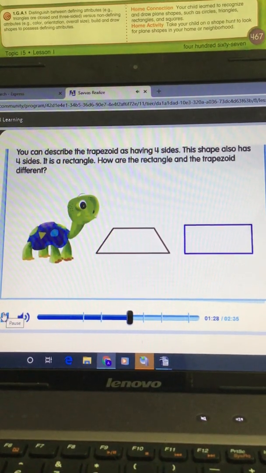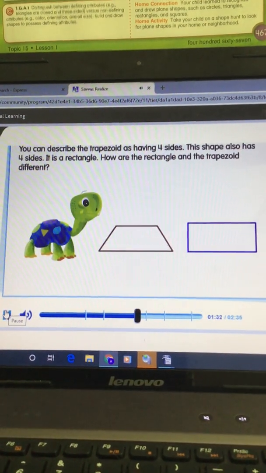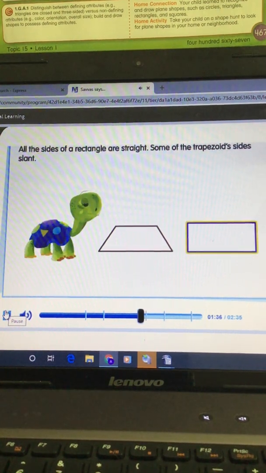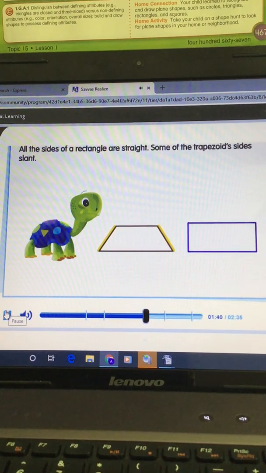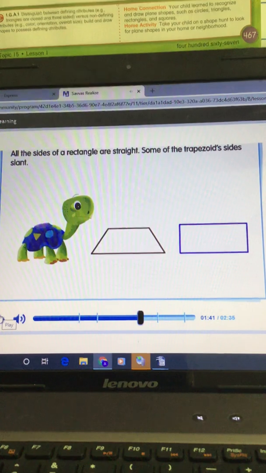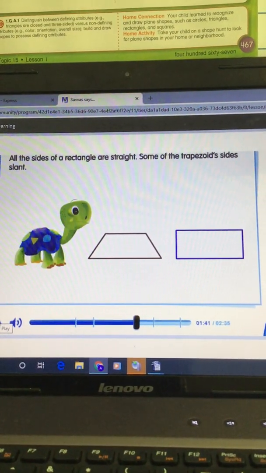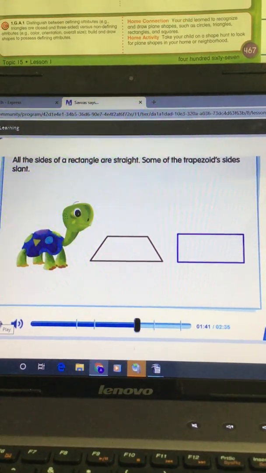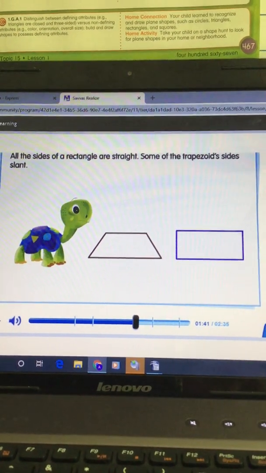This shape also has 4 sides. It is a rectangle. How are the rectangle and the trapezoid different? All the sides of a rectangle are straight. Some of the trapezoid sides slant. Okay, so there are some things that are the same about these shapes, and some things that are different. They do have points, they do have flat sides, but the sides can be different sizes or the sides can be slanted.